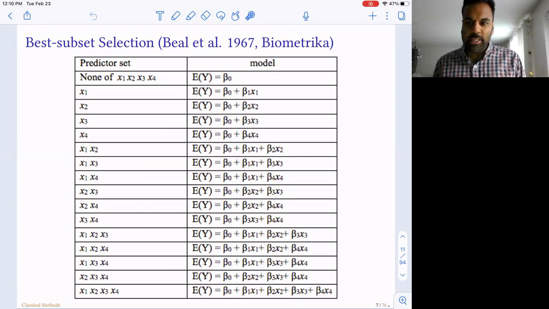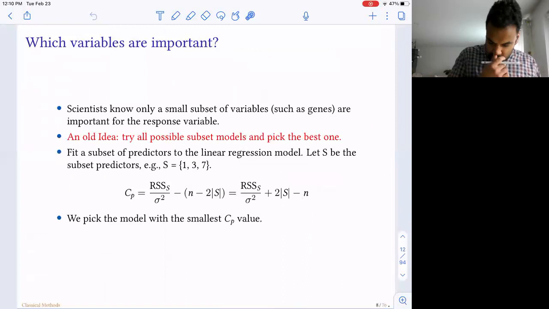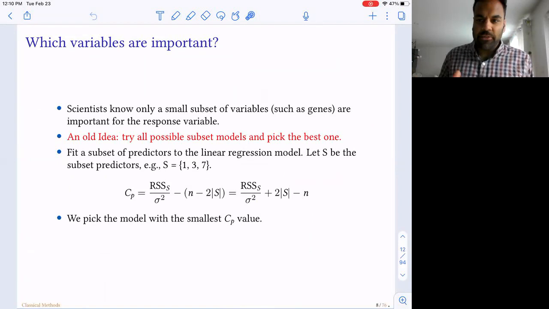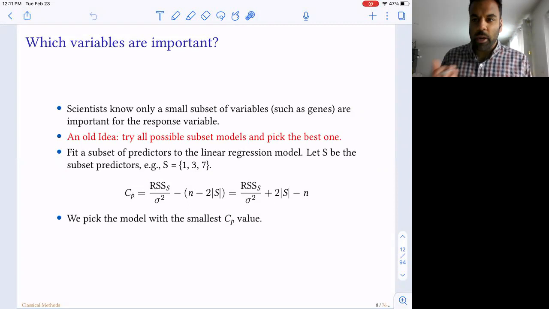This would be considered the opposite of a greedy approach, because here you're really doing an exhaustive search. We kind of know that there are very few of these variables that are probably relevant, particularly in large data sets. This best subset selection has a large history. This is one criterion that they use, which is some sort of measure of fit, and then you apply a penalty for the number of variables that you're actually using in the model fit. So this is a classic variable selection technique that's often used.